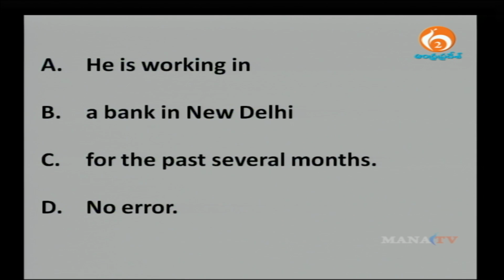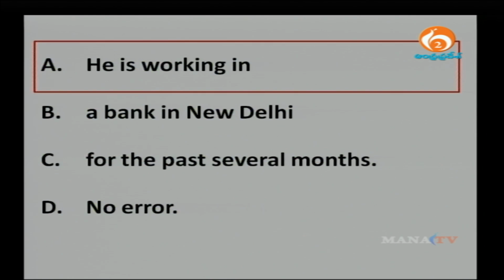Next, he is working in a bank in New Delhi for the past several months. So A is the answer. He has been working in a bank in New Delhi for the past several months. He has been, it's not he is working.